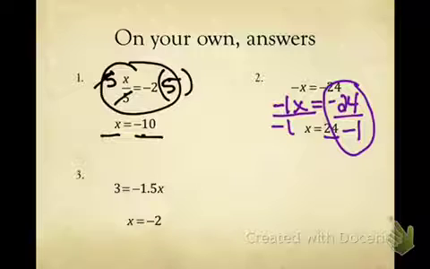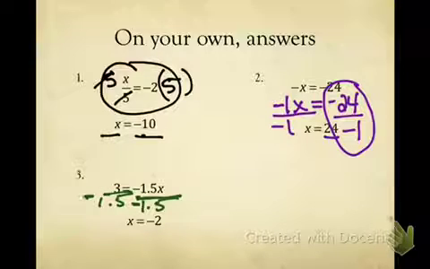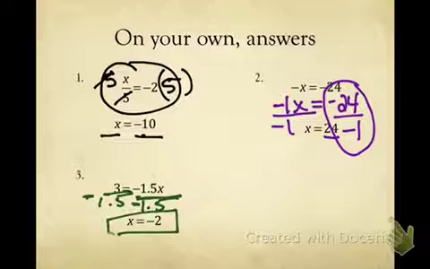Now the last one, you have negative 3 equals 1.5 times x. So the opposite of times is to divide. So I'm going to divide both sides by 1.5. 3 divided by 1.5 equals 2. I forgot the negative, so I'm going to put the double check. Okay, so now I have a negative, so my answer is negative 2.